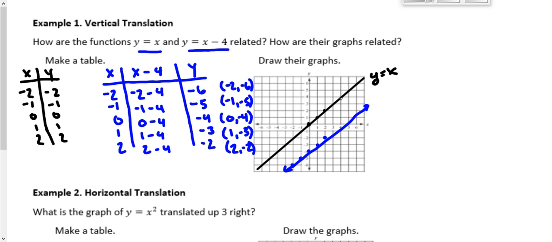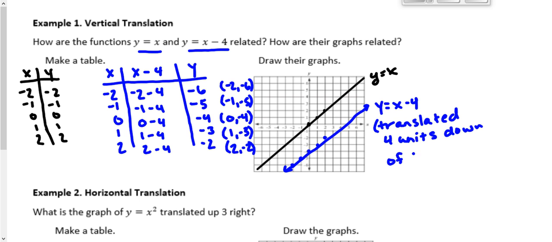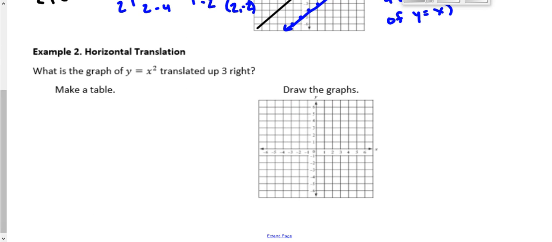Okay, so how are the graphs related? Well, y equals x minus 4 is a translation four units down of y equals x. So they're the same graph, it's just been translated 4 units down. Okay. Let's take a look at example 2.